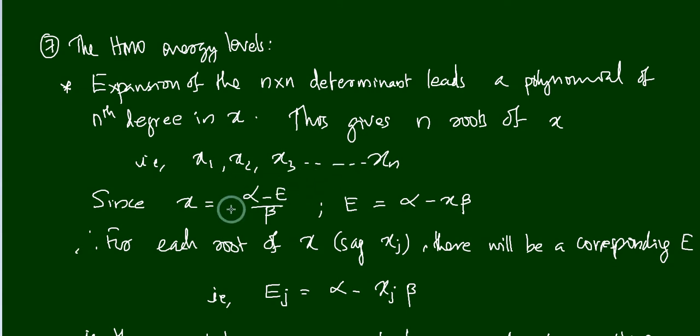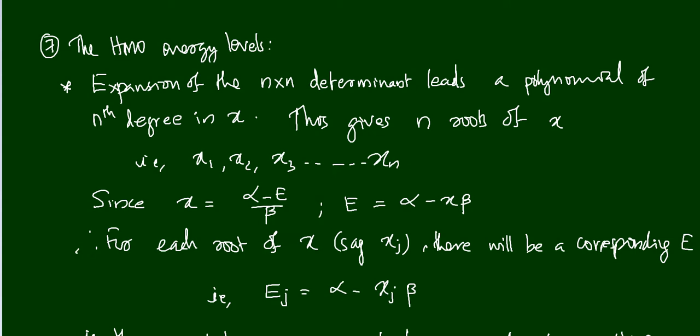And you already know that x is equal to alpha minus e divided by beta. Okay, we already know this. And from this, if we get the expression for e, then e is equal to alpha minus x beta. It indicates that for each root of x, say for example xj, there will be a corresponding e, because e depends upon x. So for each value of x, you will get a value of e. So the value ej will depend upon xj. So ej is equal to alpha minus xj times beta.